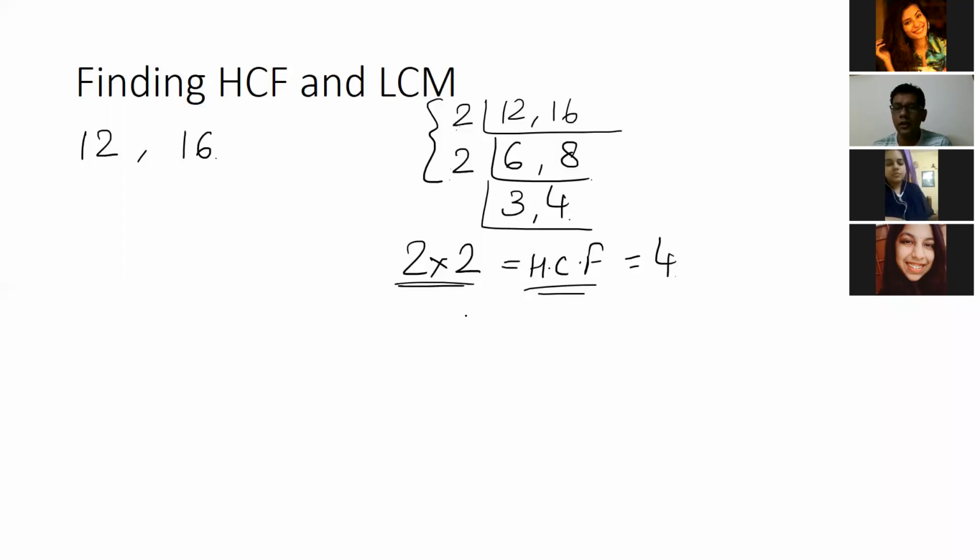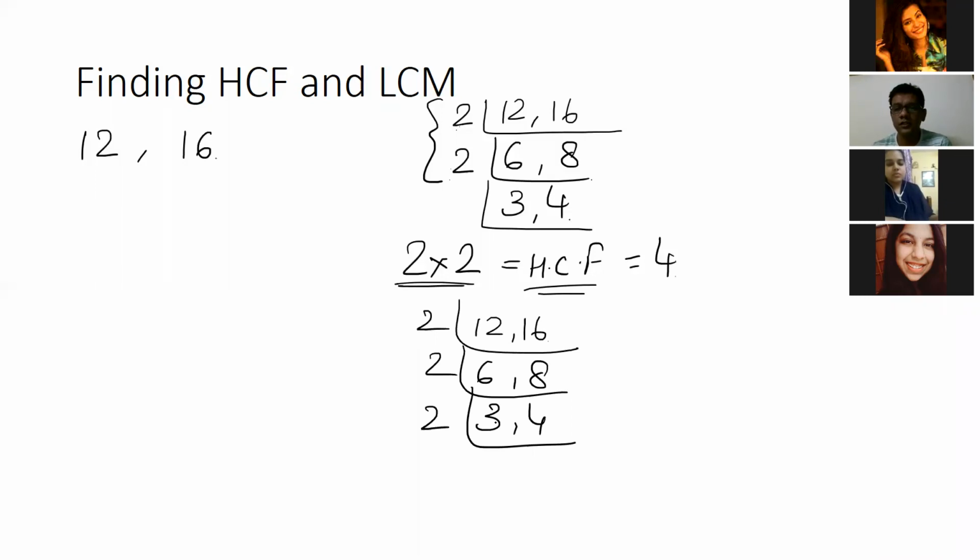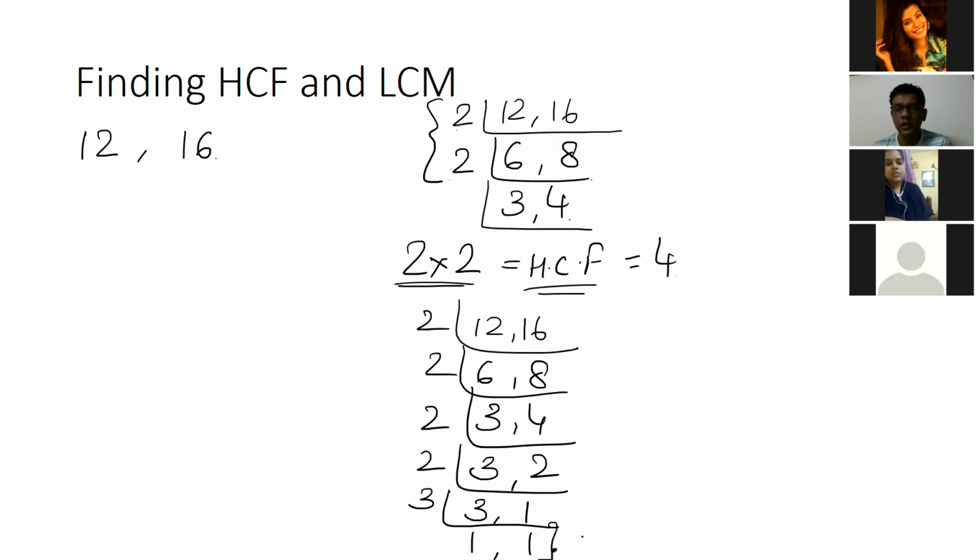Now, what do I do for the lowest common multiple? I continue dividing them. So even after getting 12 and 16 down to 2, 3 and 4, I continue dividing. Because 2 doesn't divide 3, I write 3 the same way it is, and 2 2s are 4. Again I divide by 2, 2 doesn't divide 3, so I write 3 as it is, and 2 1s are 2. And now I take 3, and 3 1s are 3. So basically, I keep dividing till my last values are all 1.